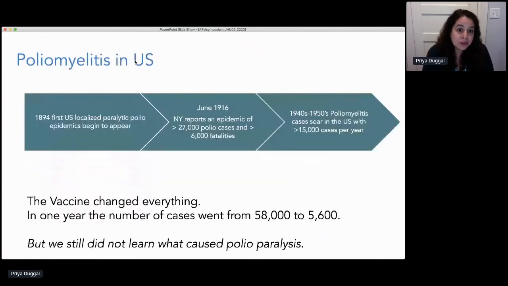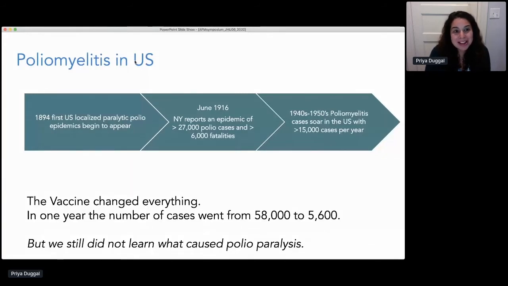In 1894, the first U.S. localized paralytic polio epidemics began to appear in the United States, and by June of 1916, New York had a huge epidemic of more than 27,000 polio cases and greater than 6,000 fatalities. And in the 1940s and 50s, polio cases soared, 15 to 20,000 cases per year. And then, of course, as we're all familiar with, the vaccine changed everything. As we just heard in the discussion session a few minutes ago from Ken Tyler, it wasn't therapeutics. It was the vaccine that made the change, and it's really what we're all aiming for. In 1 year, the number of cases went from 58,000 to 5,600.